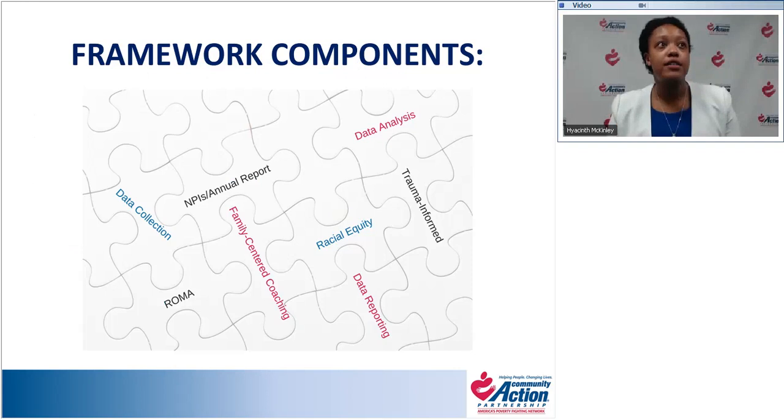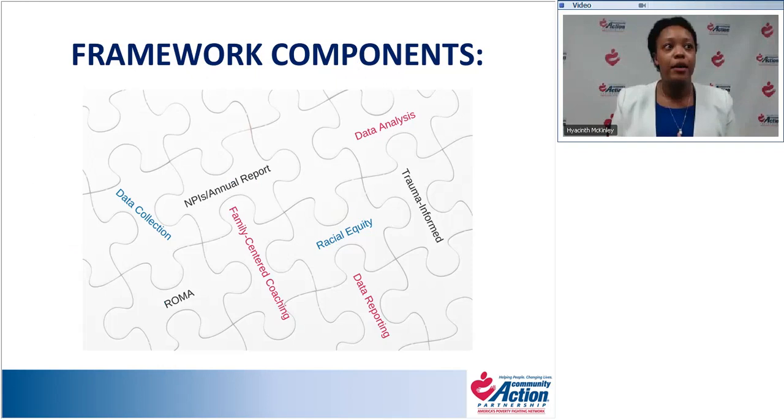A little bit more about some of the framework components of the learning community, kind of how we arrived at some of these focus areas, and kind of the things that we use to fit together on the back end to make sure that these different topic areas all talk to each other, because they're all important as they relate to your work as community action agencies in your different states and communities.